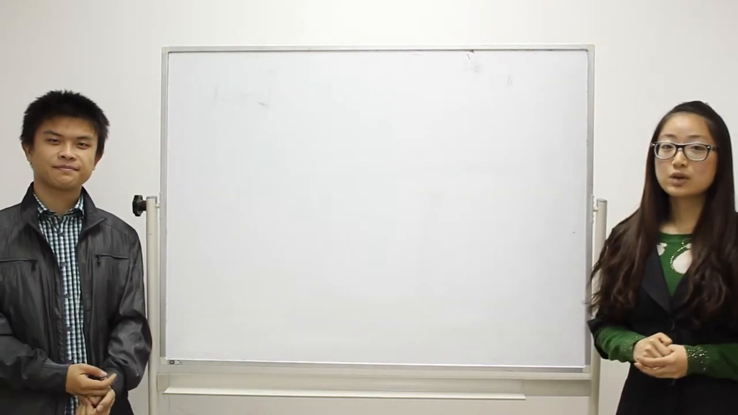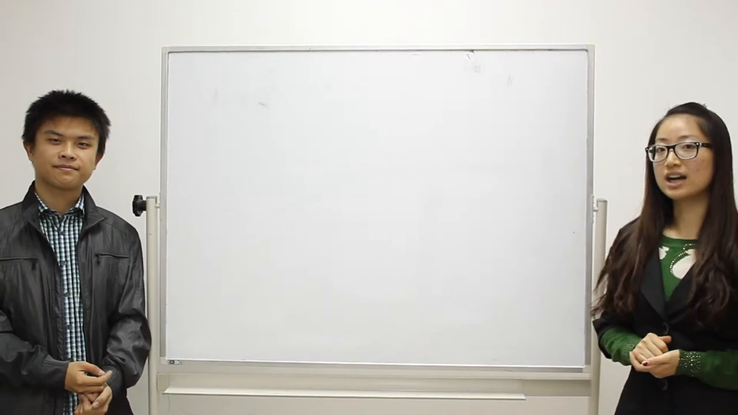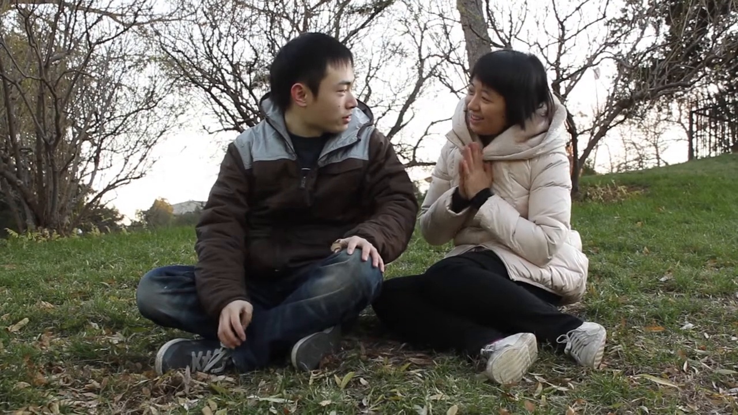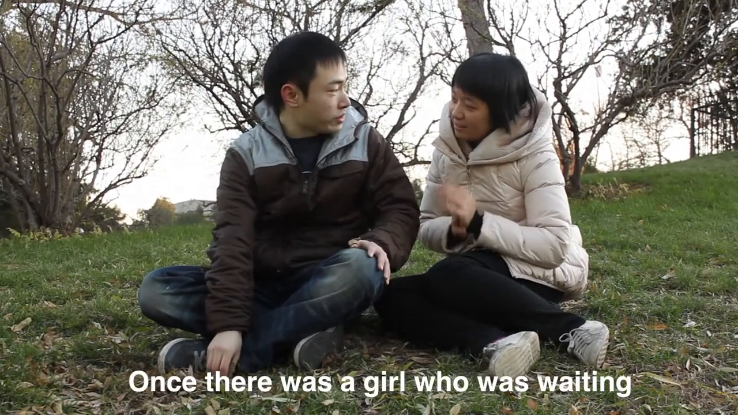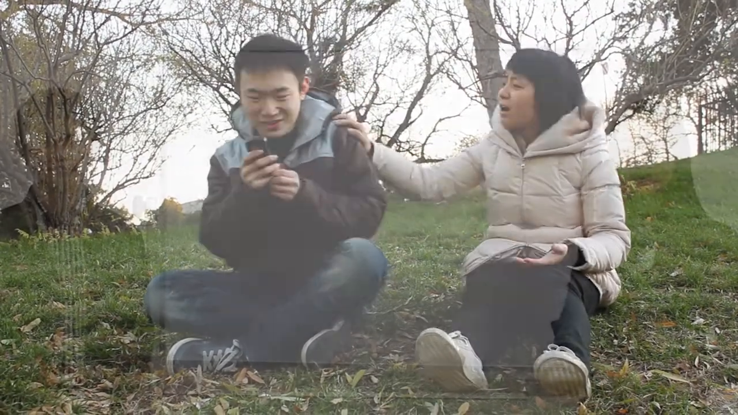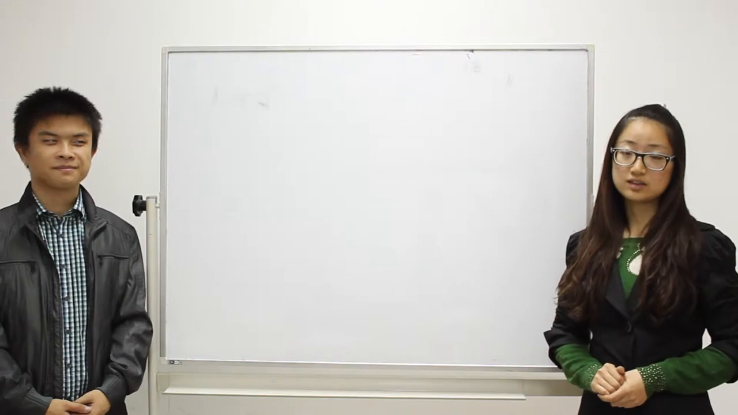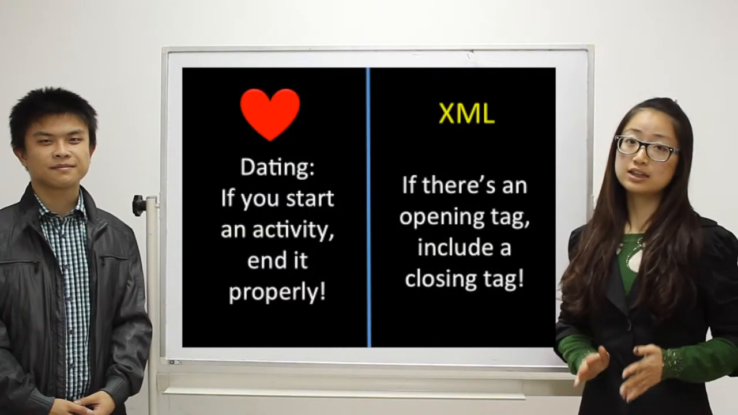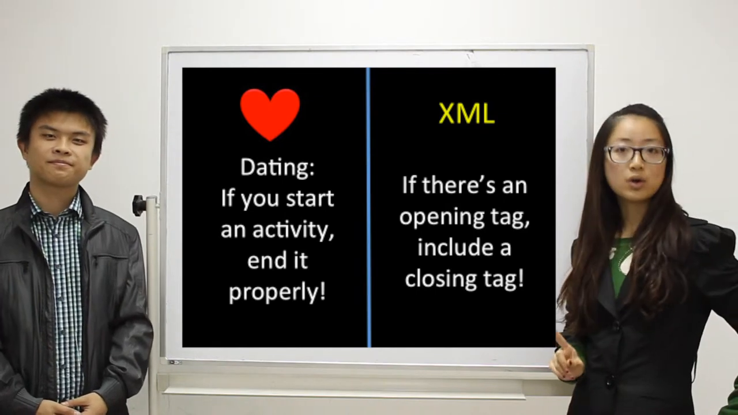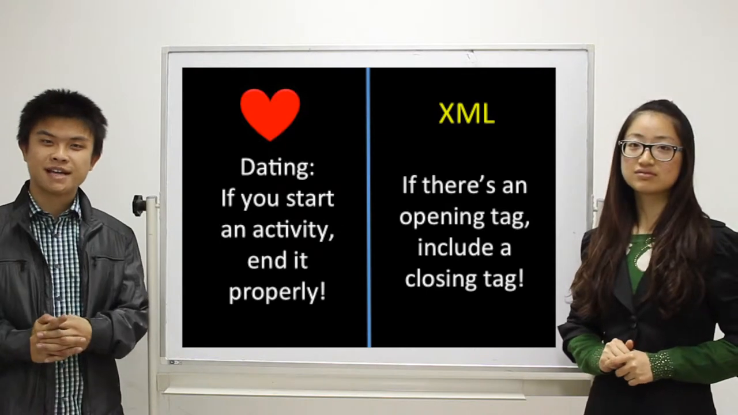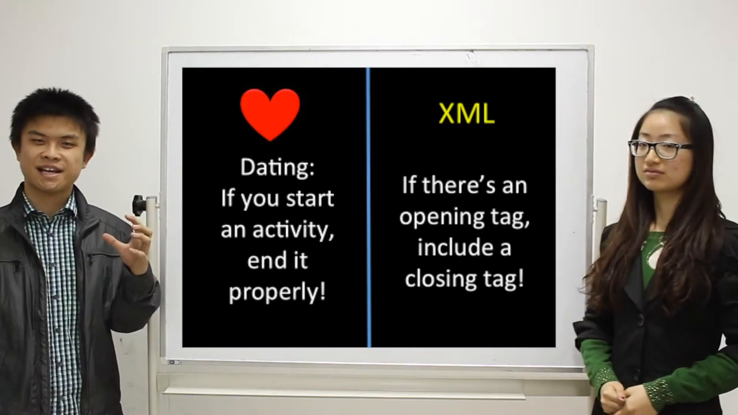Okay, let's see what else we should watch out for on a date. Okay, let me tell you a romantic story. Alright. Once there was a girl waiting for her boyfriend, and... Oh, I want to play my Angry Bird! Oh, are you telling me a story? That wasn't very nice. Remember, if you start an activity, you have to end it properly. Don't leave the girl hanging. That's right. And in XML, if you have an opening tag, remember to include a closing tag for it.